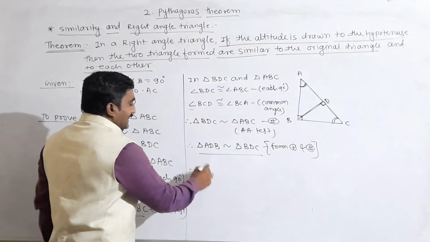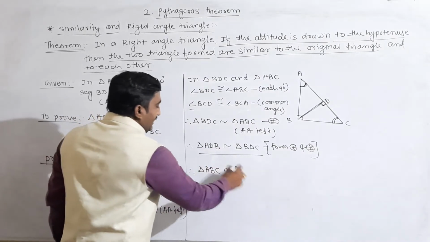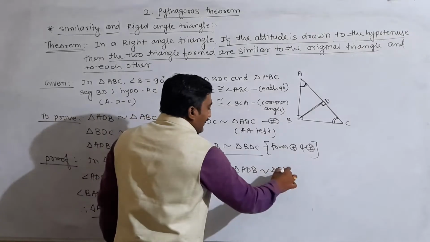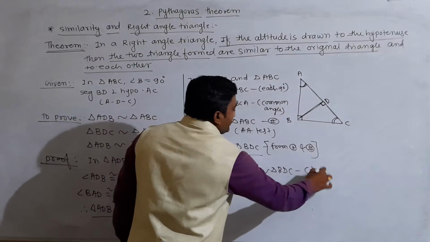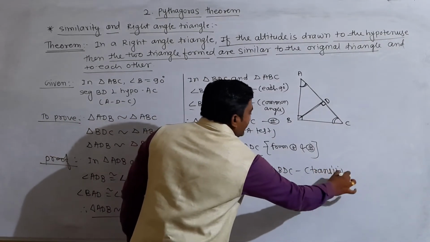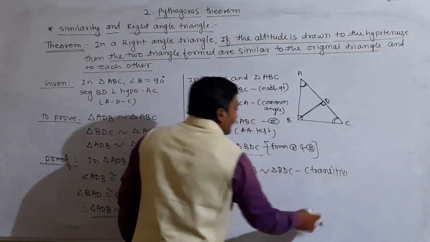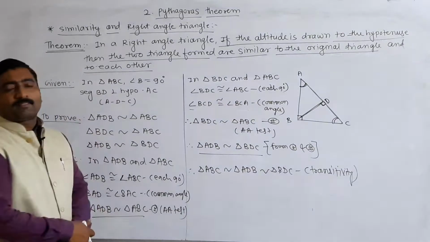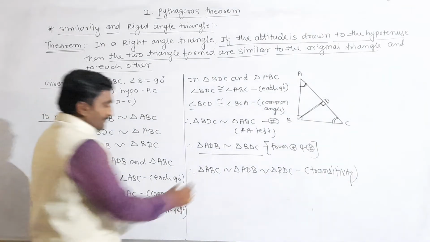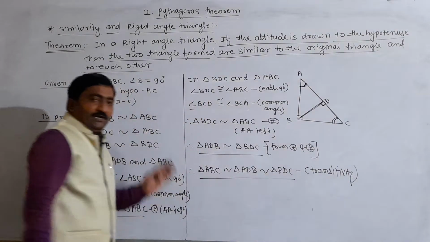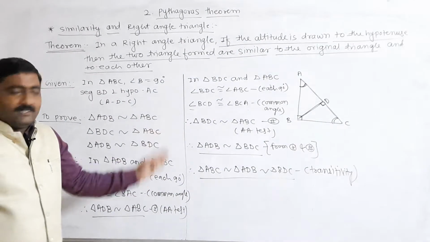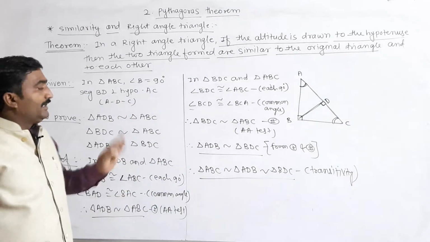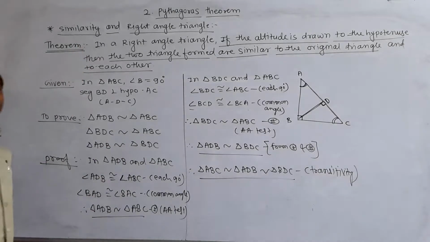Therefore we can say that triangle ABC is similar to triangle ADB is similar to triangle BDC, by which property? Transitivity. We know that transitivity means if the first is similar to the second, and the second is similar to the third, then the first is similar to the third. In this way, similarity in right angle triangle.